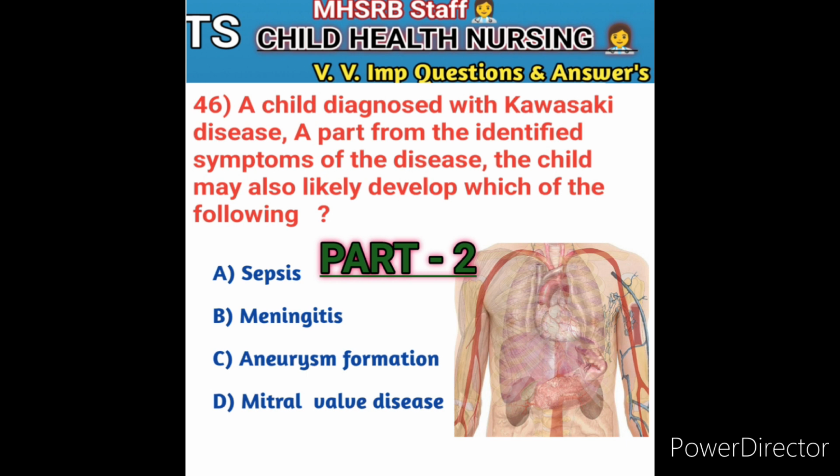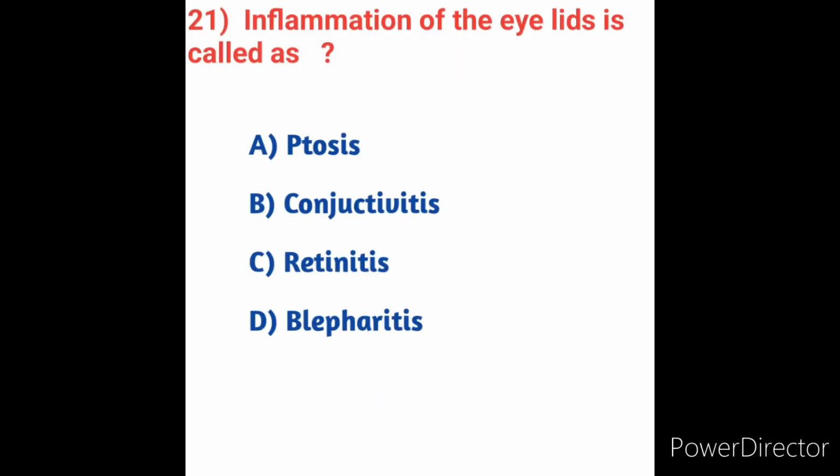Today we are going to discuss part 2 of child health nursing from the 21st question. The 21st question is: inflammation of the eyelids is called as? What is the inflammation of the eyelid called in medical terms? We will see the options. Option A, ptosis. Option B, conjunctivitis. Option C, retinitis. Option D, blepharitis.